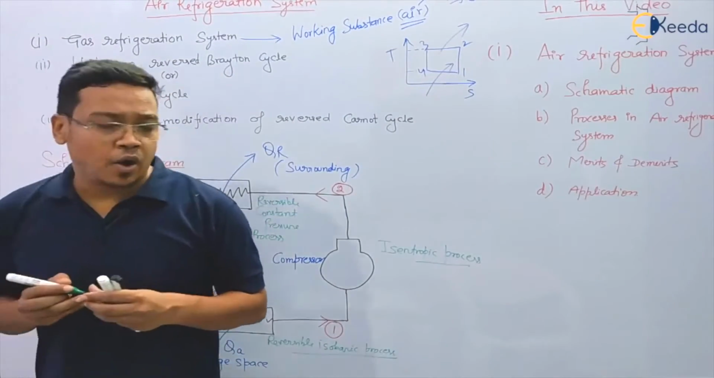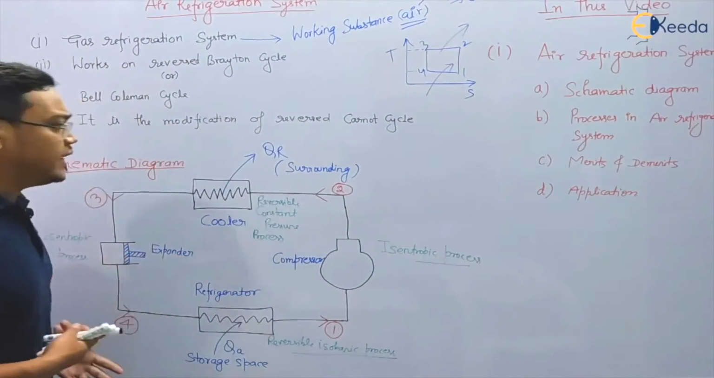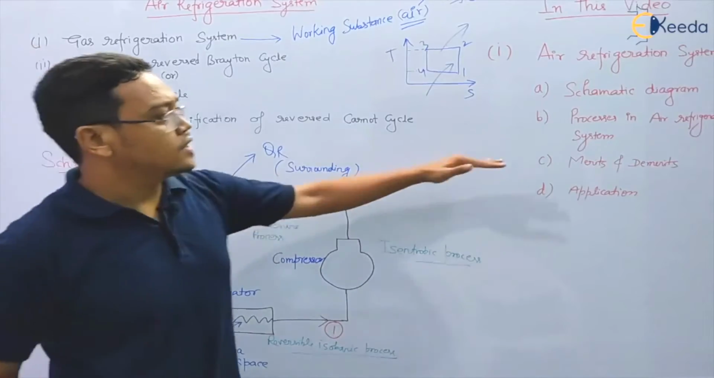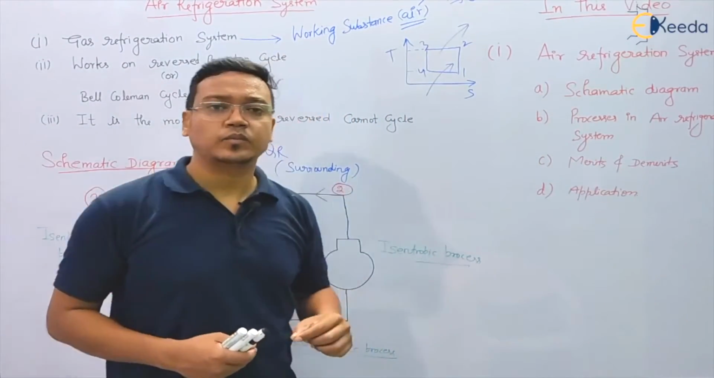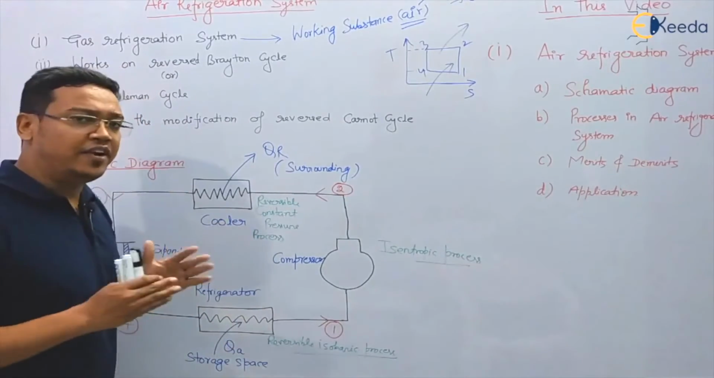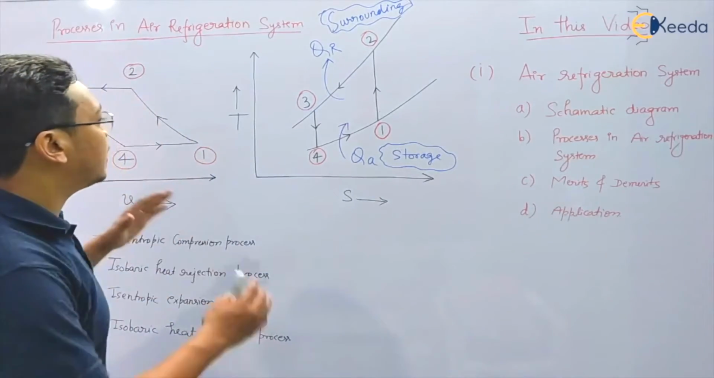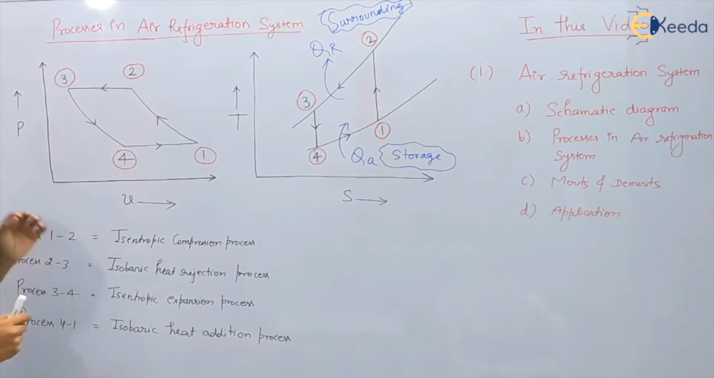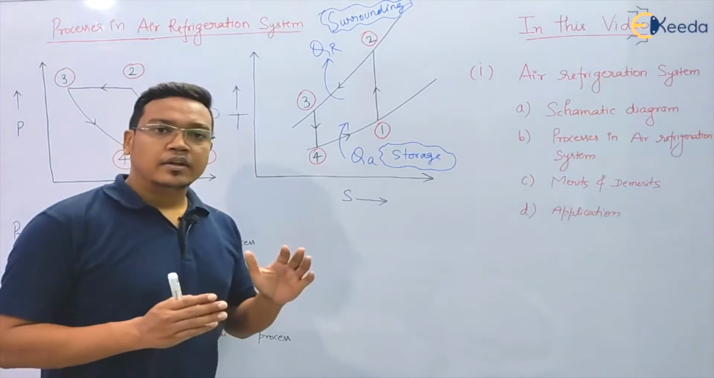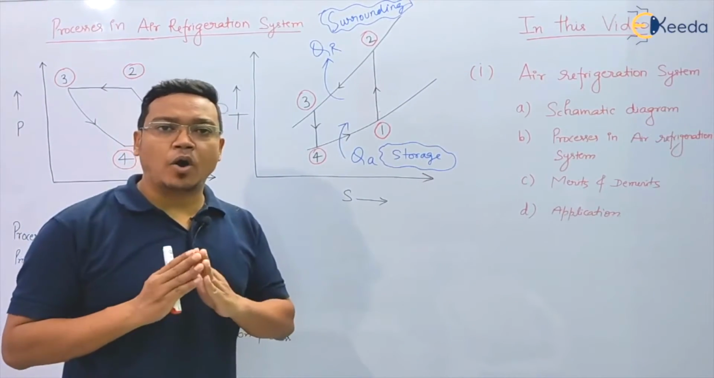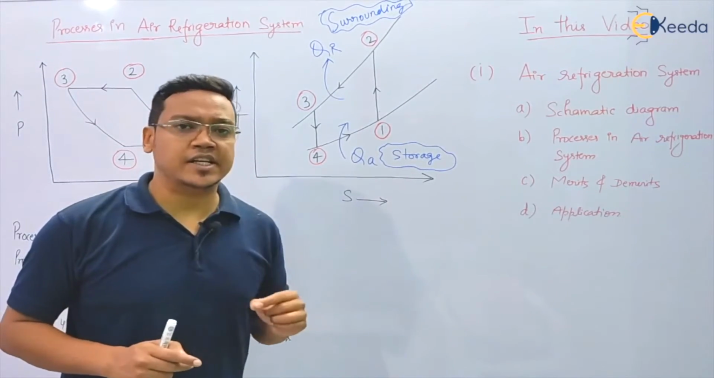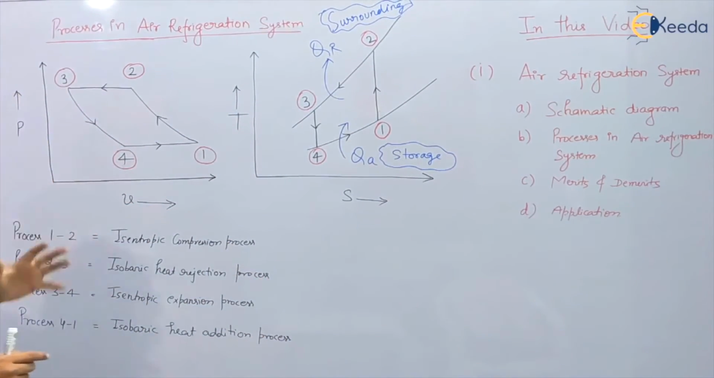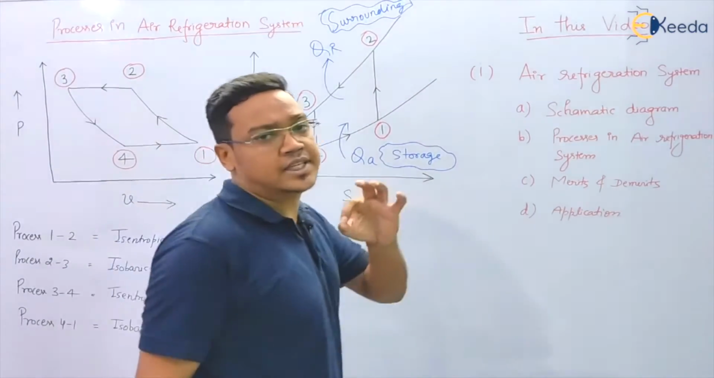Okay friends, now let's see the processes in air refrigeration system on TS and PV diagram. So friends, see what are the processes involved in air refrigeration system. In the previous slides, I have told about the components in an air refrigeration system. Now, in this slide, we will see what are the processes in air refrigeration system.